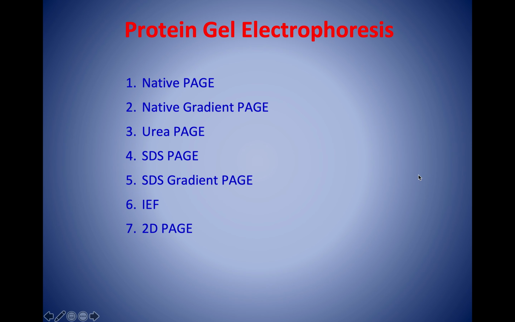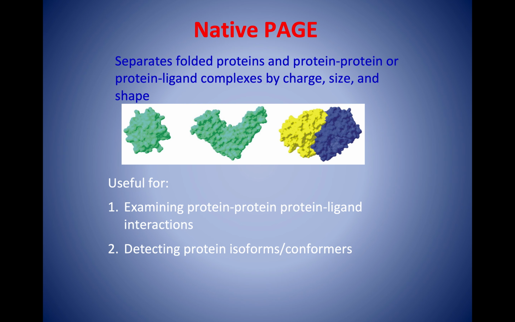So we have, first, native PAGE, second, native gradient PAGE, we have urea PAGE, and we have SDS PAGE, the most common. We also have SDS gradient PAGE, we have IEF, which is actually the first dimension for the two-dimensional PAGE, and of course we have the two-dimensional PAGE, which is actually the running of the gel after IEF. Alright, so let's have a look at each and every one of them.